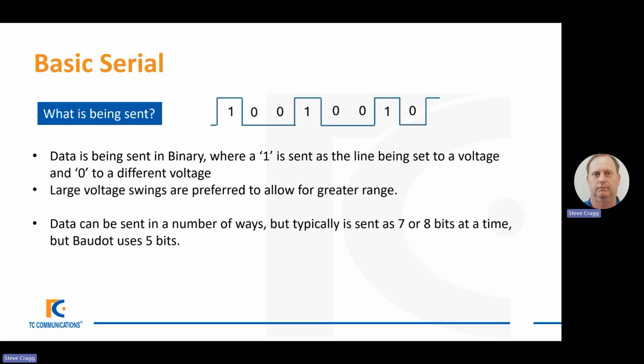And data can be sent in a number of ways. There's no real limitation. Sometimes it can be sent as a very long string of ones and zeros. Typically it's sent in groups, bytes, sometimes 7, sometimes 8 bits at a time. However, there are other formats such as Baudot, which uses 5 bits. So as you'll see, there's a great deal of variety in it, but it all comes down to a very simple thing, that serial communication is about sending sequential bits of information, ones and zeros, down a single line.